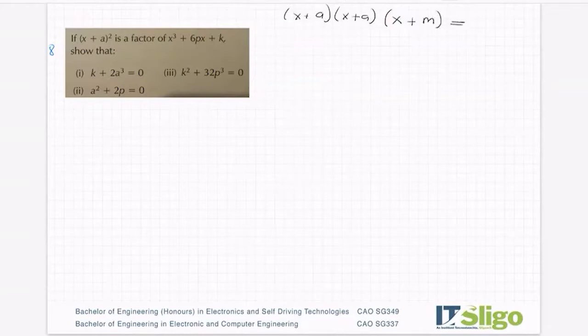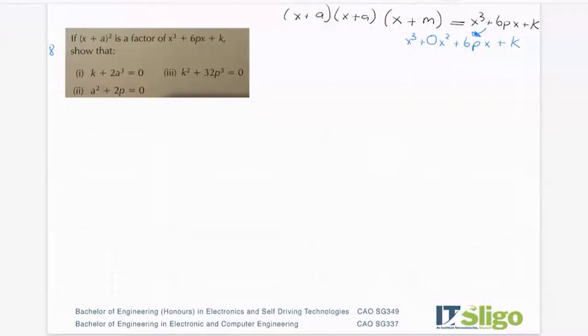So those three factors, when I multiply them together, I'm going to get the cubic, which is x³ + 6px + k. Or, of course, because it's missing an x² term, you could write this as x³ + 0x² + 6px + k. Sometimes it suits people to put in the 0x² for equating the coefficients. Okay, so let's start to multiply this side out.